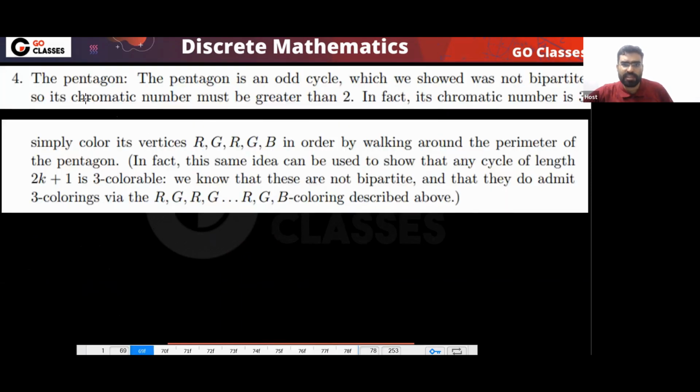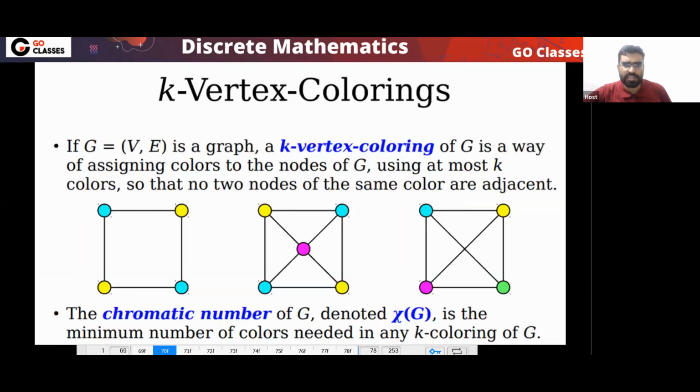So all the graphs we have seen: the pentagon, meaning a cycle of length 5, has chromatic number 3. For any odd cycle, the chromatic number is 3. So what is this graph? Can anyone tell me? This is your wheel graph. This is W4, and for this the chromatic number will be 3. You can check it out. The chromatic number is 3 because we cannot reuse this color.